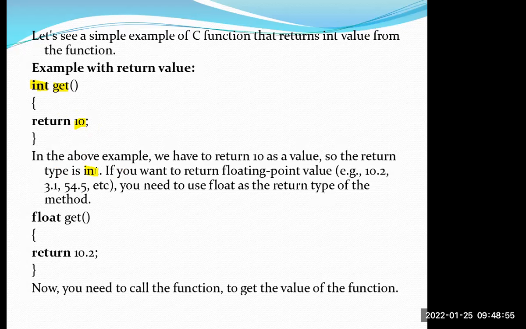If you want to return a floating point value, like 10.2 or 3.1, you should use float in place of int. You need to use float as the return type of the method. For example, say I want to return 10.2 when it is called. I have to define the float type. Based on the return value, the return type has to be defined.